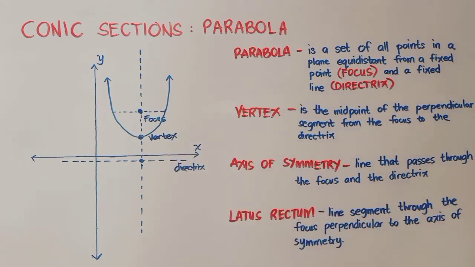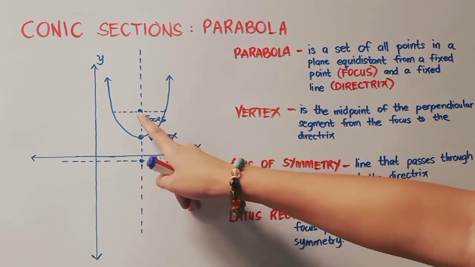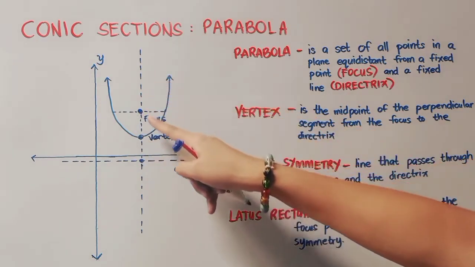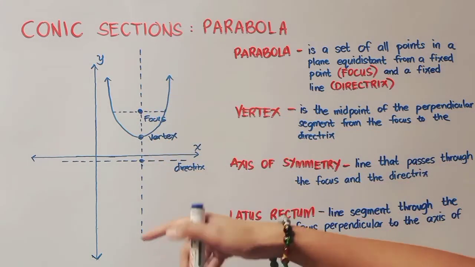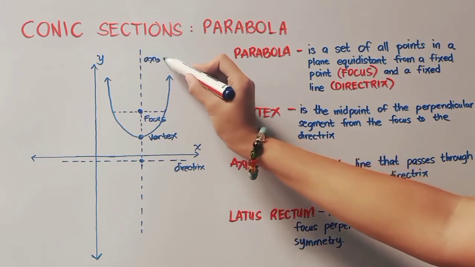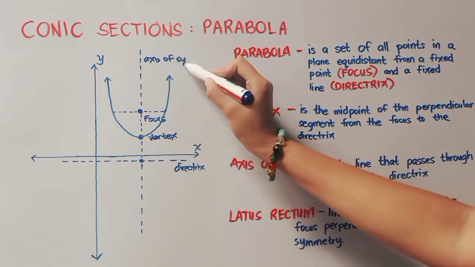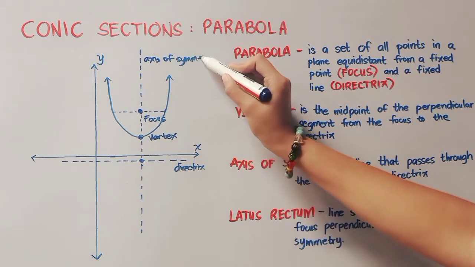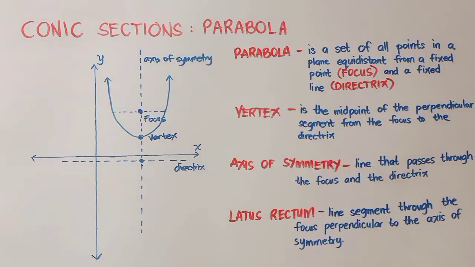Now we have the axis of symmetry, the line that passes through the focus and the directrix. Looking at our graph here, there is this line that passes through the focus, the vertex, and the directrix. And this line is called the axis of symmetry.